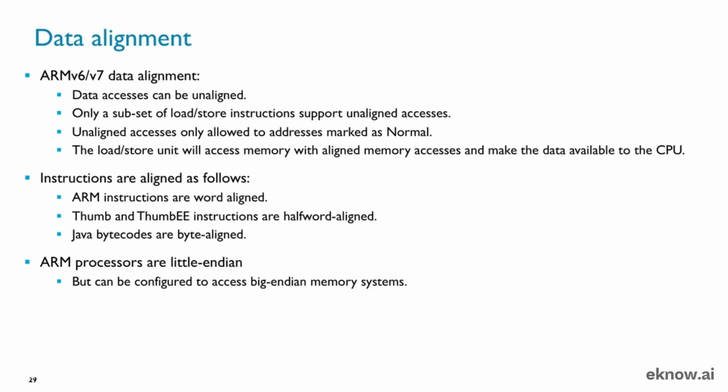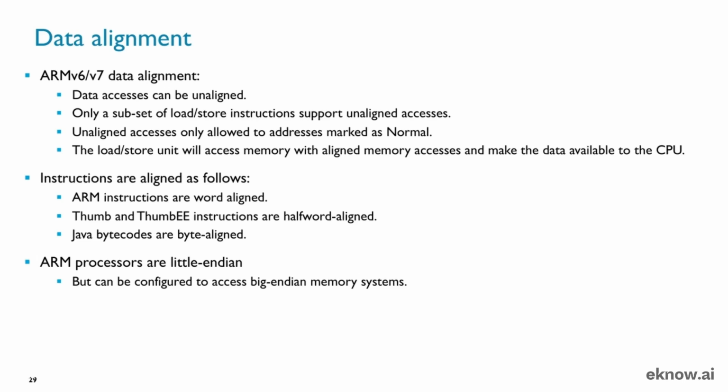While data access has this flexibility, instruction fetching is much stricter. The instructions themselves, the code the CPU executes, must be properly aligned. A standard 32-bit ARM instruction must be word-aligned, meaning its address has to be a multiple of 4. A 16-bit Thumb or Thumb-2 instruction needs to be half-word aligned, so its address must be a multiple of 2. And Java bytecodes, being just 1 byte, are simply byte-aligned, which means they can be located at any address.